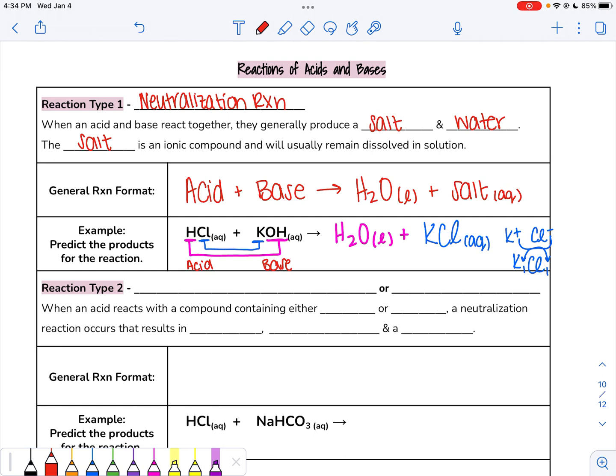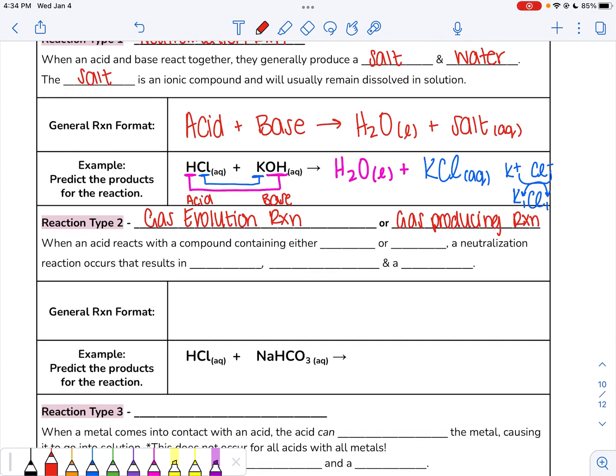All right, our second type of reaction we're going to look at can be called by 2 names. This is also a neutralization reaction, but it's a very specific one. We're going to call this a gas evolution reaction or gas producing reaction. There is one other type of reaction we're going to look at that does produce a gas. This is just one type of them.